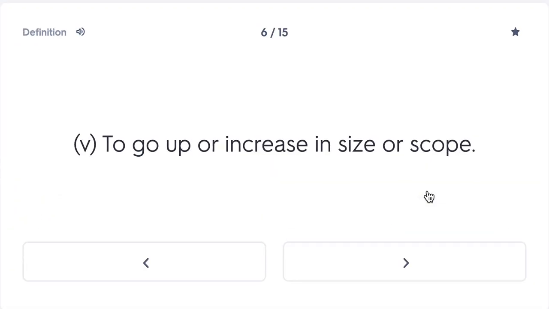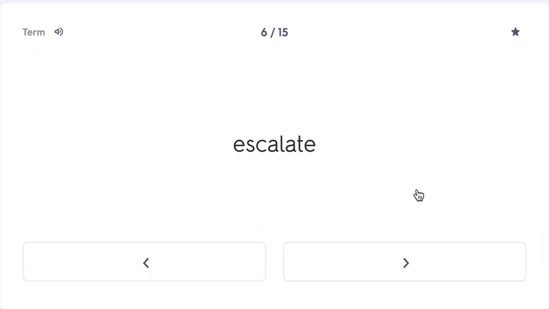Escalate. It means to go up or increase in size or scope. So we've heard of escalators before, or maybe you've been on an escalator before, right? It's because it's going up or increasing. Escalate can also mean, like when you guys take NWEA, the questions escalate, right? They get harder. They go up increasingly in difficulty. Or a situation could escalate, unfortunately. Maybe two people are getting into an argument and then it escalates into something worse than that, right? So escalate just means to go up.